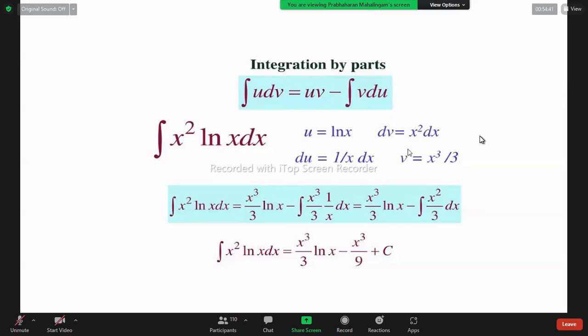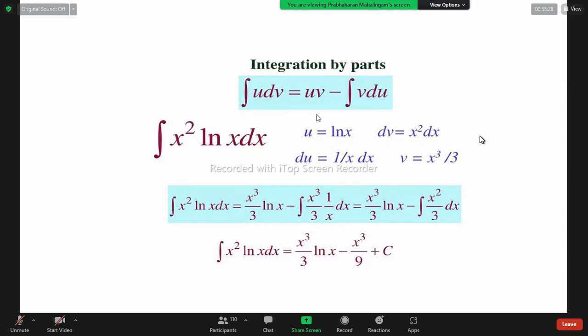Now dv is there, you want to find v. Subfunction, main function. This is called integration. This is called differentiation. If it is x square, you add 1 and divide by this number, n plus 1 over n plus 1. So v is equal to x cube by 3. dx is there, no need to put it, and plus c also, no need for it here. Finally, after the whole thing is finished, you put plus c. Right, now you see, x square ln x dx equals uv. What is u? ln x. What is v? x cube by 3.